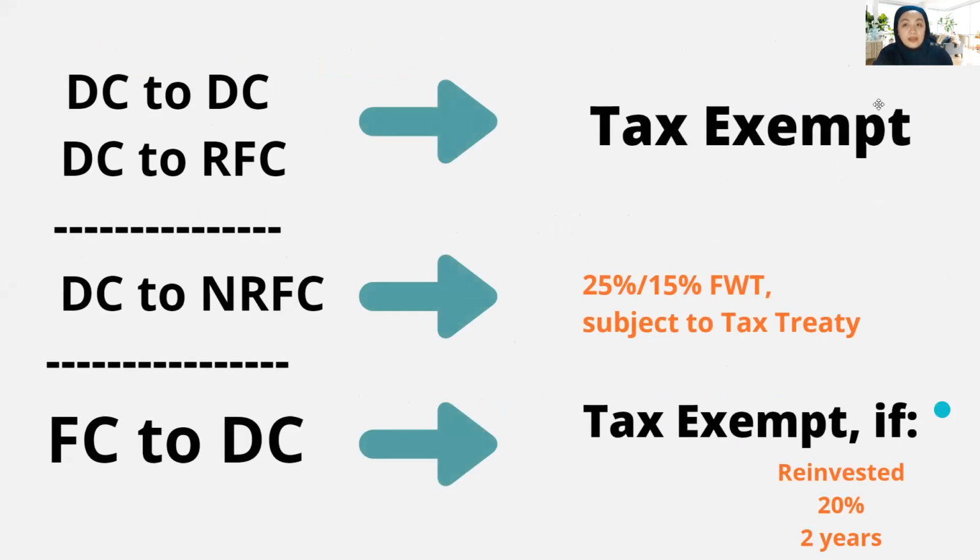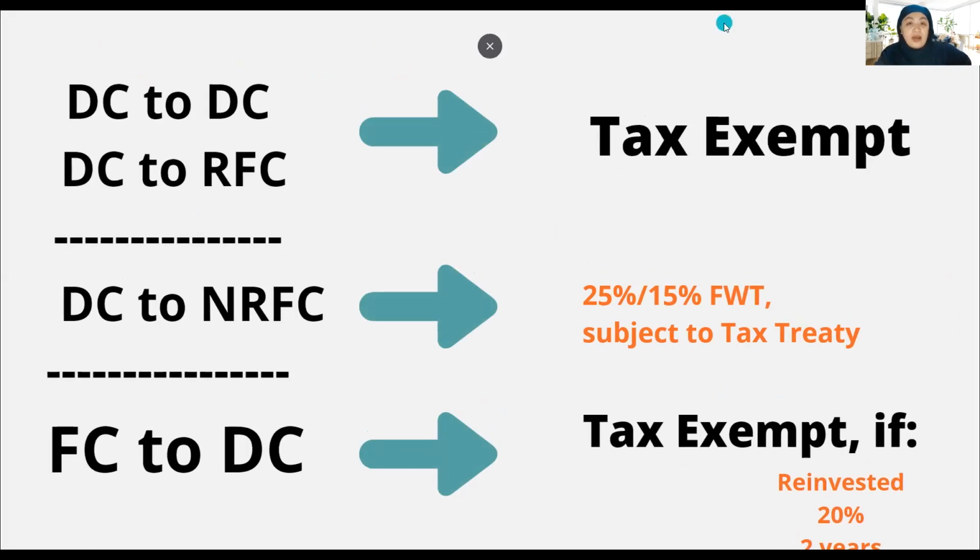Now, this is my simple attempt at making you further understand the interplay between different corporations and their dividends, so intercorporate dividend. On the left part, these are the sources of the dividend. On the right part, the recipient. So plain and simple, if it's a domestic corporation to a domestic corporation, tax exempt. A domestic corporation giving dividend to a resident foreign corporation, it's tax exempt. Okay. Domestic corporation to a non-resident foreign corporation, there is a specific provision of the law on that.